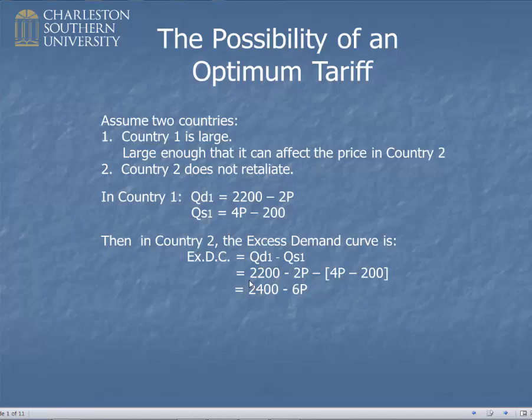So you can see here where I've done the math. I've just substituted here. This is the quantity demanded minus the quantity supplied. You work that out. You get the excess demand curve is 2400 minus 6p.